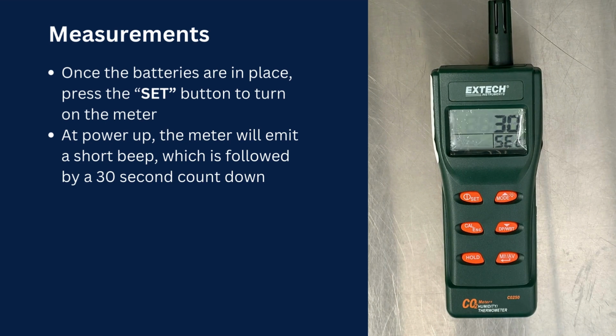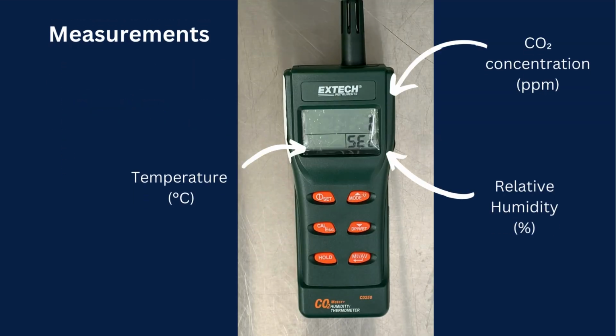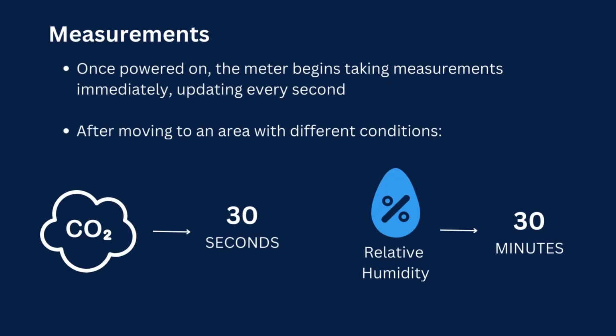At power-up, the meter will emit a short beep, which is followed by a 30-second countdown, which allows for the meter to warm up. Once the meter is warmed up, it will display the current carbon dioxide levels at the top of the screen, temperature on the bottom left, and humidity on the bottom right. Once powered on, the meter begins taking measurements immediately and updates every second.